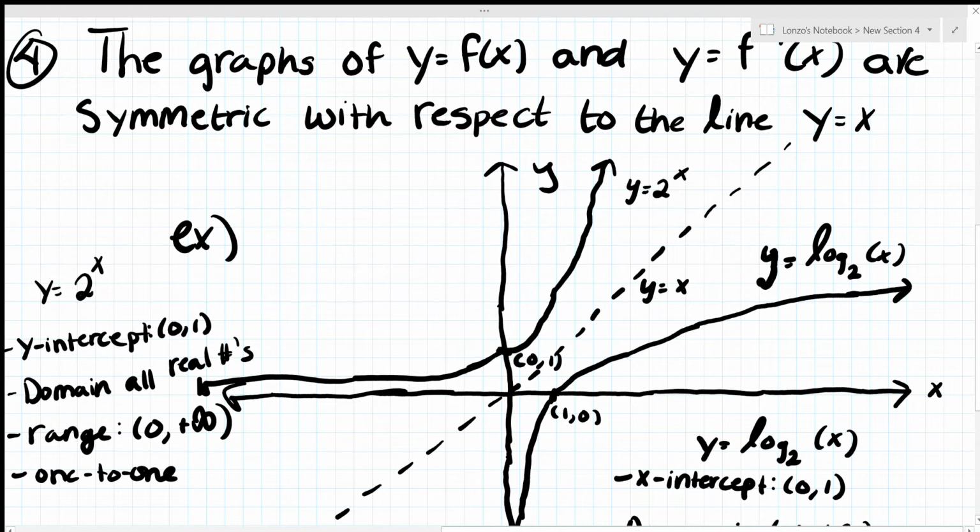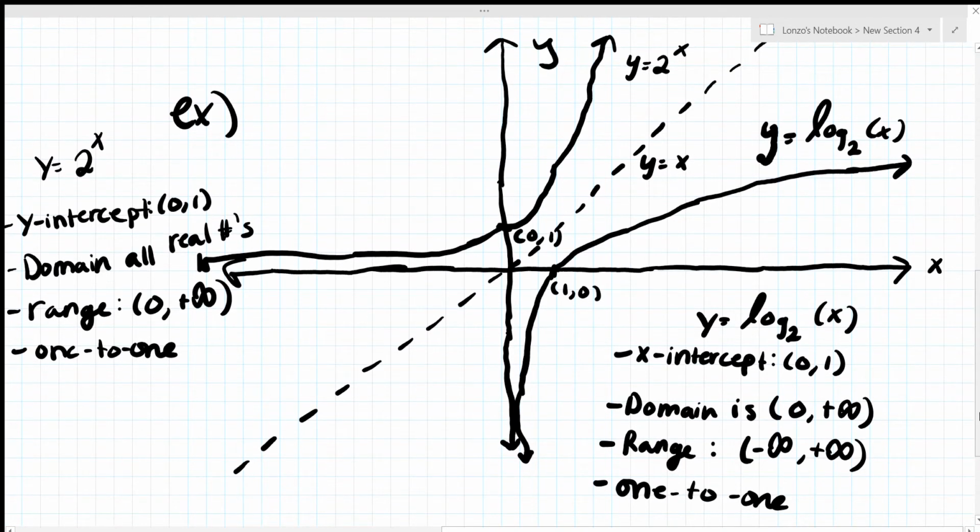Now, what's the inverse of the exponential graph? It would be the log graph. If you look at the y equals log base 2 of x graph, it has an x-intercept of (1, 0). Remember, the exponential had a y-intercept of (0, 1). Notice that we just flipped it. We're switching the x and y's. That's pretty much what an inverse is: you're switching the x and y's.